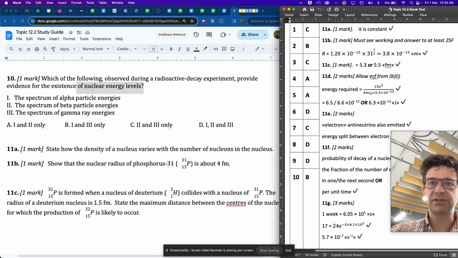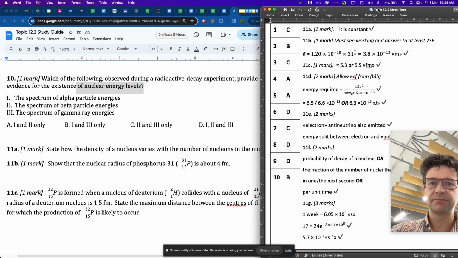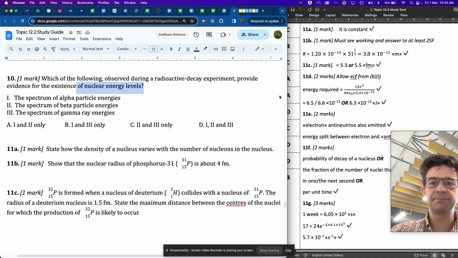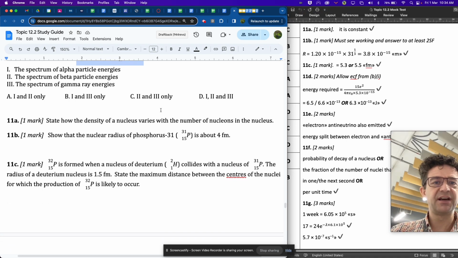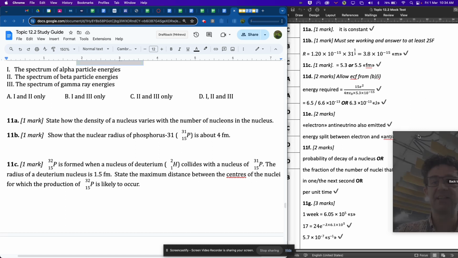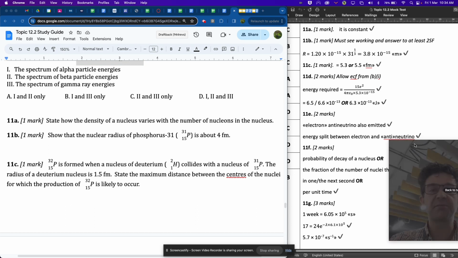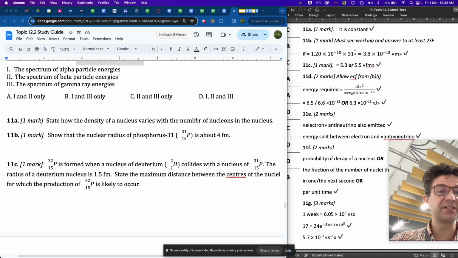Now we've got to look at our written response one. So we have: state how the density of the nucleus varies with the number of nucleons in the nucleus. Because the radius varies as the number of particles to the 1/3, the density is actually constant because the volume scales as the radius to the third. So you can't compress protons and neutrons.